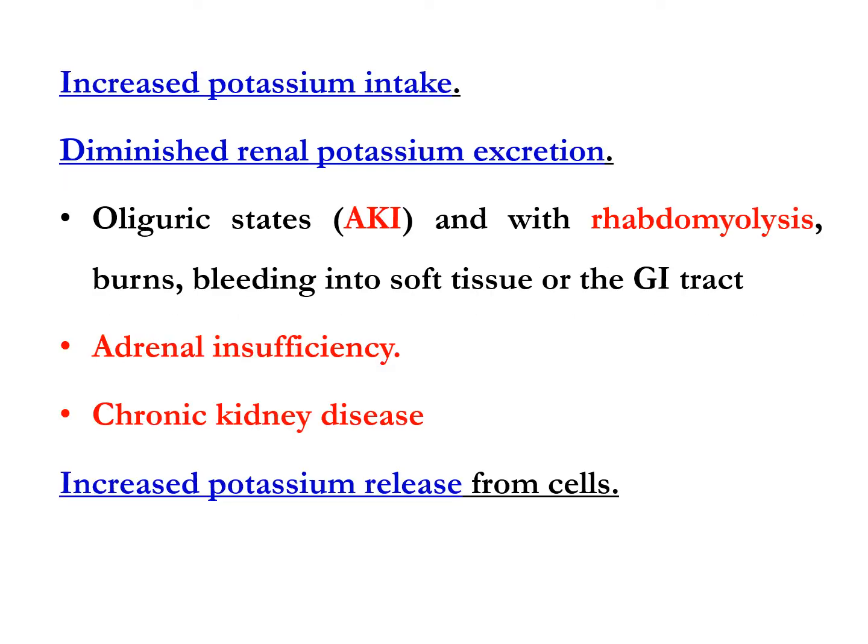Other causes of hyperkalemia include increased potassium intake, diminished renal potassium excretion in oliguric states such as acute kidney injury or adrenal insufficiency or chronic kidney disease, all lead to diminished renal potassium excretion. Also increased potassium release from cells.